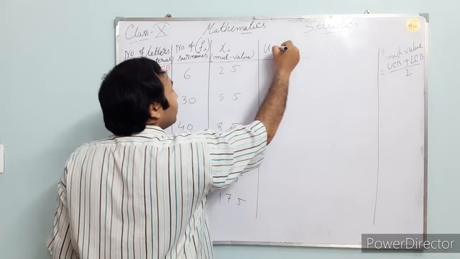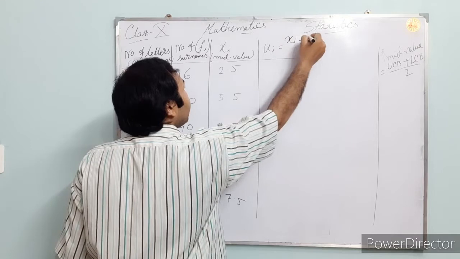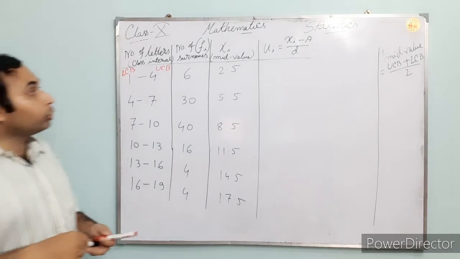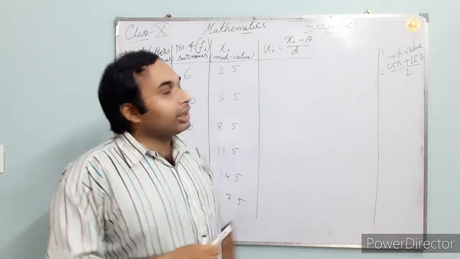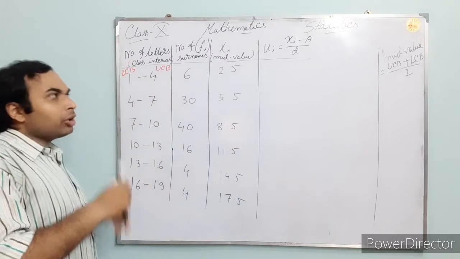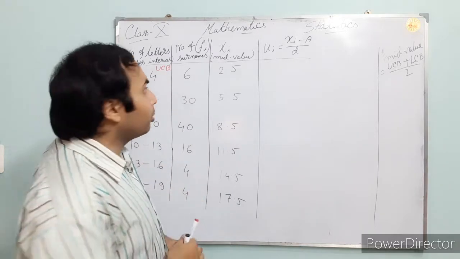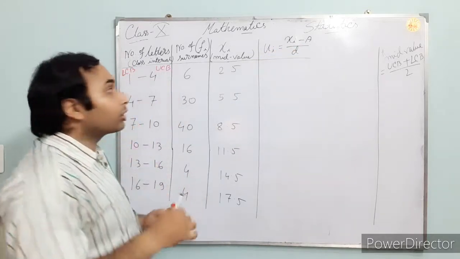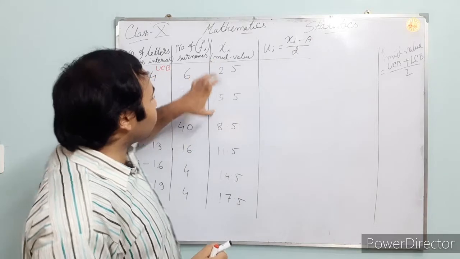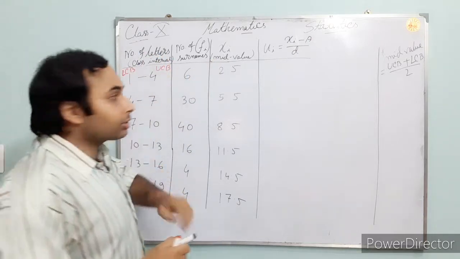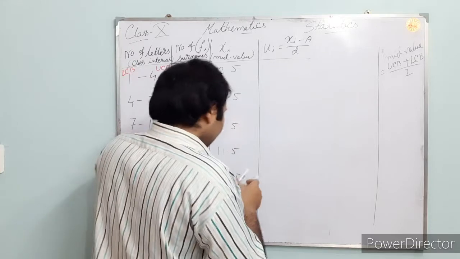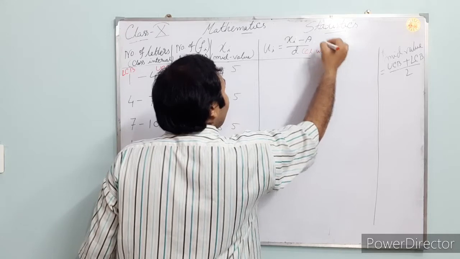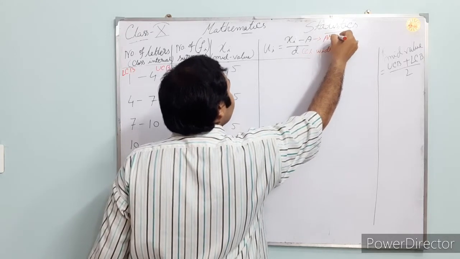ui equals xi minus a by d. Actually in your book you will see another column, that is xi minus a. ui equals xi minus a. I am not finding it here, directly you will find this one, no problem. So ui equals xi minus a by d. Let me say what those are again. A means the assumed mean. How to take the assumed mean I will show you later. D is the class width. Here I am writing D is the class width, and this is the assumed mean.